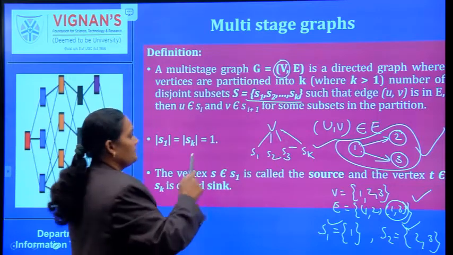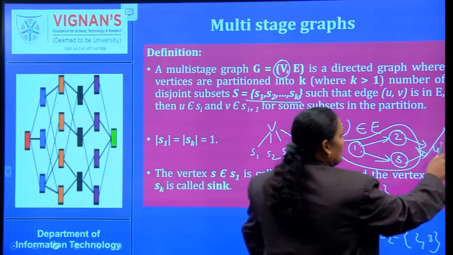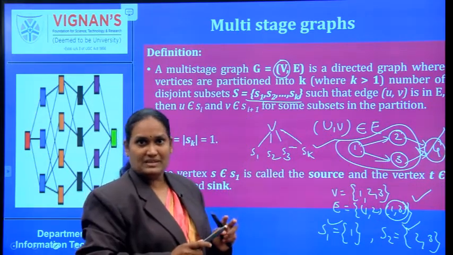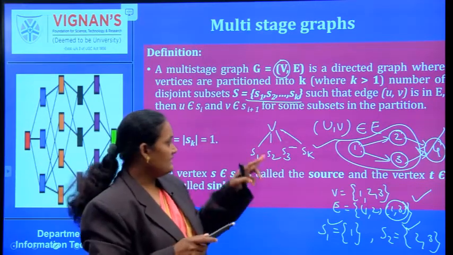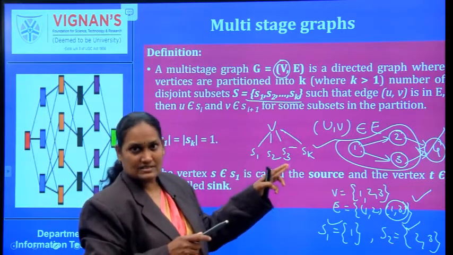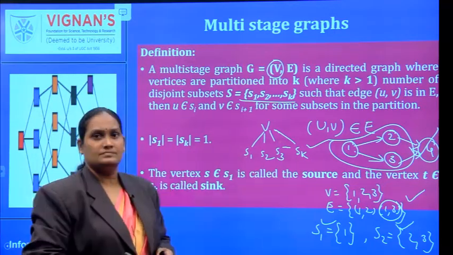And one more thing, if you extend this graph like this, how many stages are there in the graph? This graph contains 3 stages. In the first stage, we have a vertex 1. In the second stage, we have 2 vertices, 2 and 3. In the third stage, we have 1 vertex, which is nothing but 4.